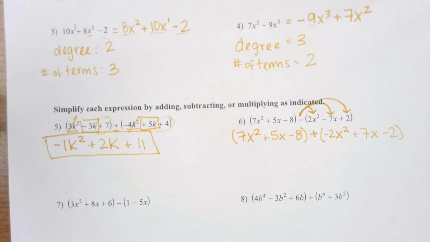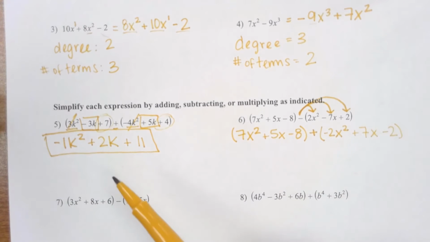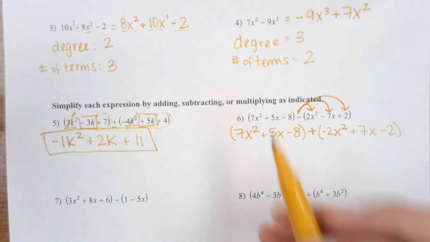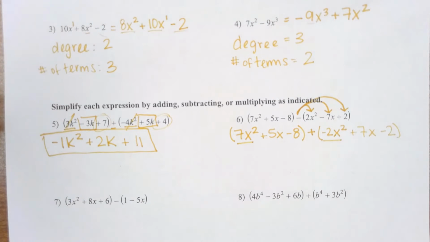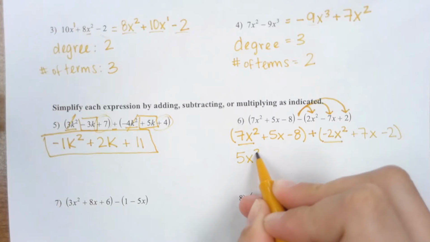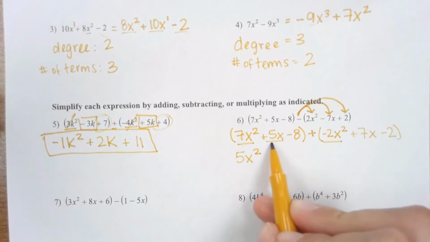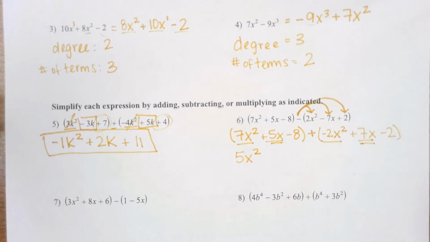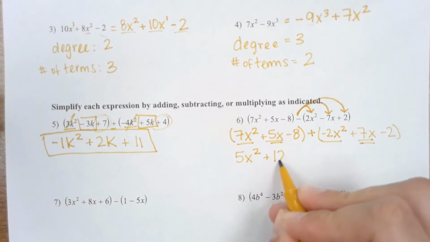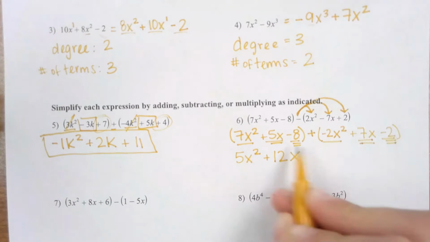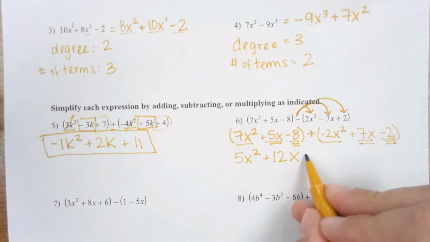After you do the distributive property, you are now just going to go back to what we just did for number 5. Just start combining like terms. I can combine my x squareds together by taking 7 plus a negative 2, which is a positive 5x squared. Then I have a 5x and a 7x that have the same variable to the same power, so that would give me a positive 12x. And then I have my constants that I can combine together, so a negative 8 plus a negative 2 is a negative 10.